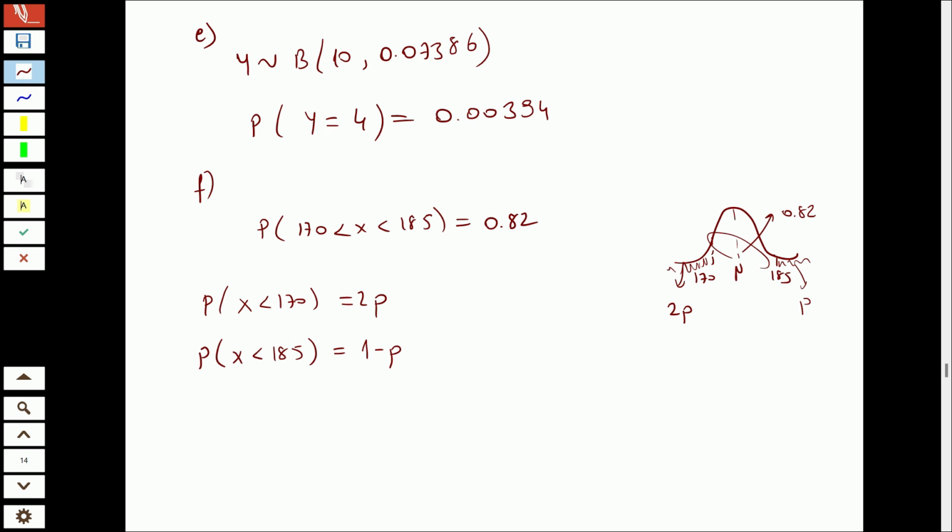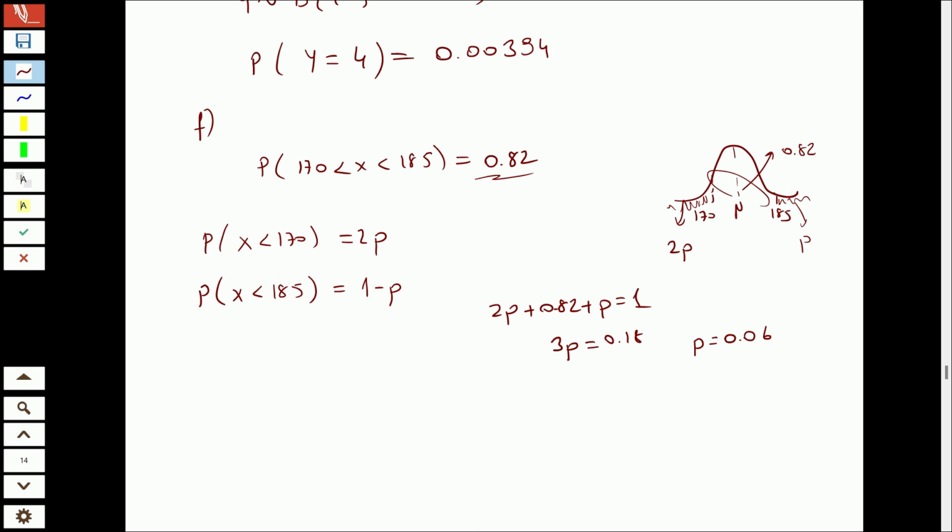In this case, we can just calculate this probability by adding all of these probabilities: p plus 0.82 plus p will give us 1, the total area. So 3p will be 0.18 and p will be 0.06. So, for example, we found the probability of less than 117.12 in this case, and the probability of less than 185 will give us 0.94, right?